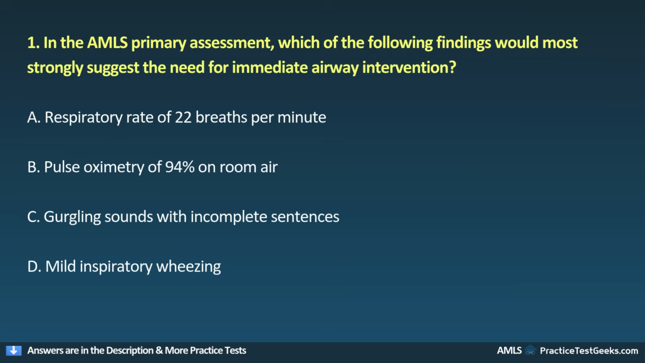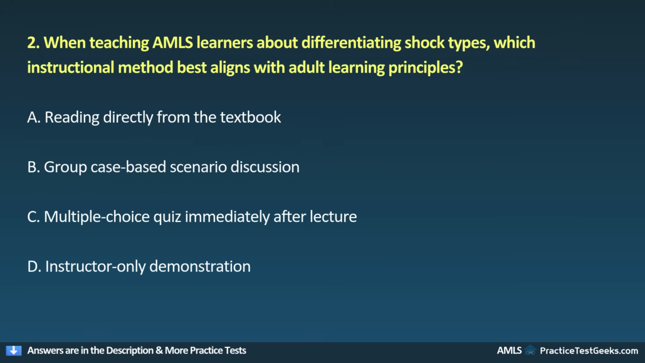1. In the AMLS primary assessment, which of the following findings would most strongly suggest the need for immediate airway intervention? A. Respiratory rate of 22 breaths per minute. B. Pulse oximetry of 94% on room air. C. Gurgling sounds with incomplete sentences. D. Mild inspiratory wheezing.